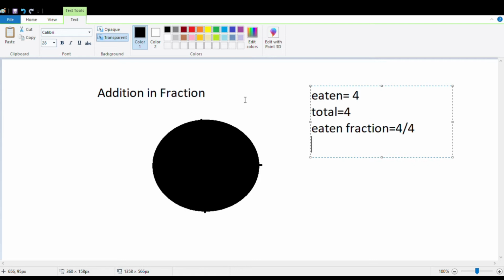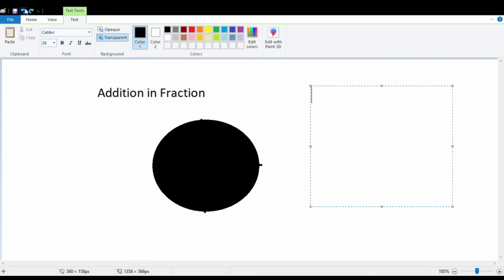So in that case, 4 by 4 equals 1. It also means that 5 by 5 equals 1, 7 by 7 equals 1, and 10 by 10 also equals 1. This is how we understand that 4 by 4, 5 by 5, 7 by 7, 10 by 10 will always equal 1.